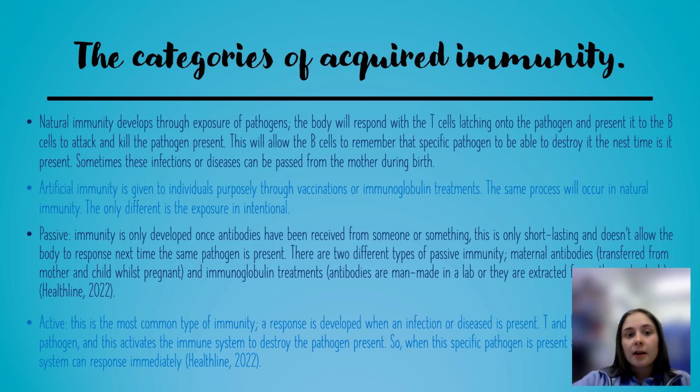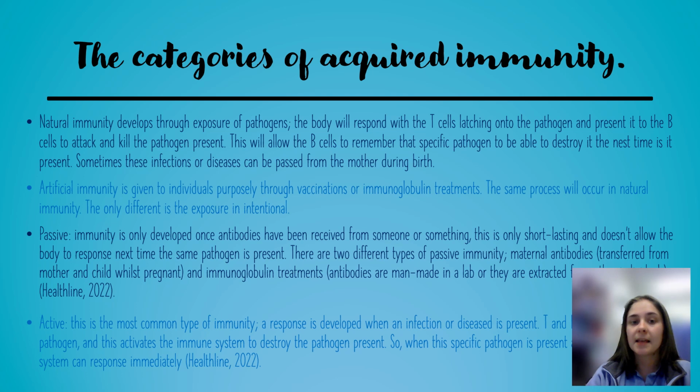So beginning with the natural immunity. This develops through exposure to pathogens. The body will respond with T cells latching onto the pathogen and presenting it to the B cells for it to be able to attack the pathogen present. This will allow B cells to remember that specific pathogen and to be able to destroy it the next time it is present. Sometimes these infections or diseases can be passed down from the mother during birth.